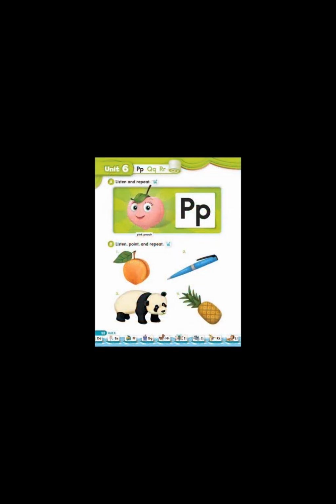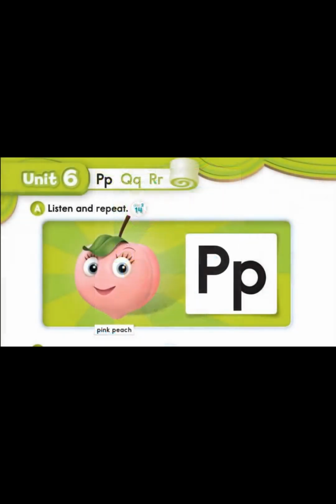Page 52. Unit 6. P, Q, R. The letter P. A. Listen and repeat. Hello, I'm a pink peach. P, P. This is the P sound. This is the letter P. P, P. Pink peach. What's the beginning sound? P. What letter is this?